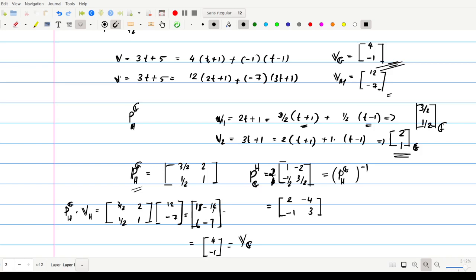We already found that PHG is equal to this matrix, and from this you can write the inverse as PGH. We will verify that for this particular VG and VH, P times this will give this VG. So this proves the problem we have stated above.